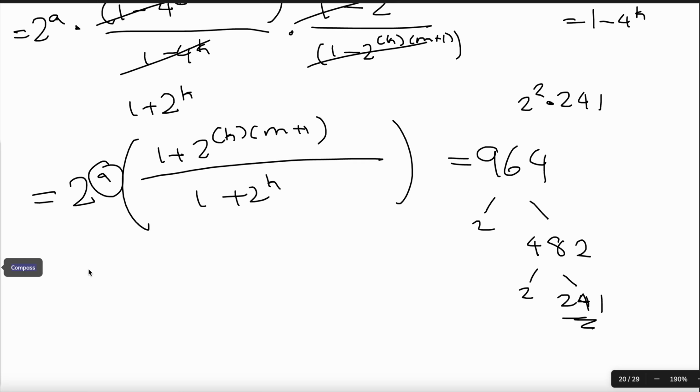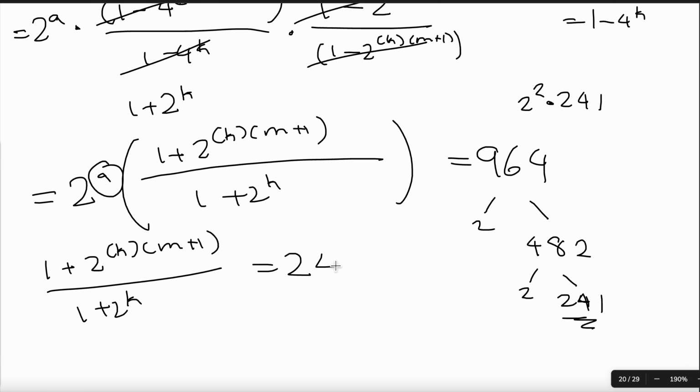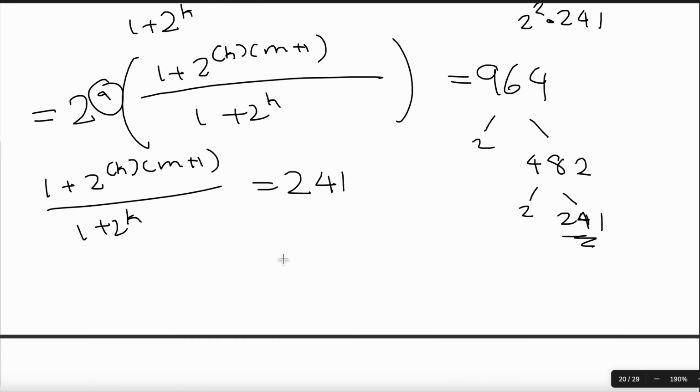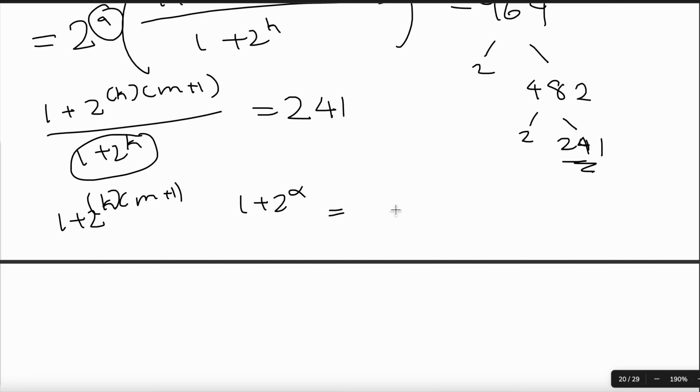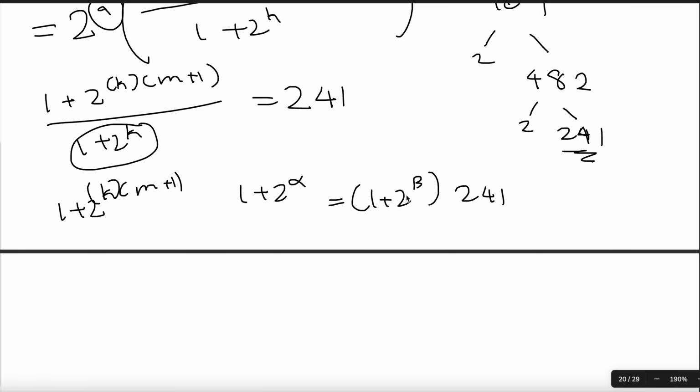So now we just have that (1 plus 2 to the k times m plus 1) over (1 plus 2 to the k) is going to equal 241. And this is a little bit of a harder equation to solve. Basically the way I thought about this is, I'm not even going to worry about the exponents for now, so I'm just going to call this 1 plus 2 to the alpha, and it's going to equal 1 plus 2 to the beta times 241. And I want to find some beta that satisfies this.